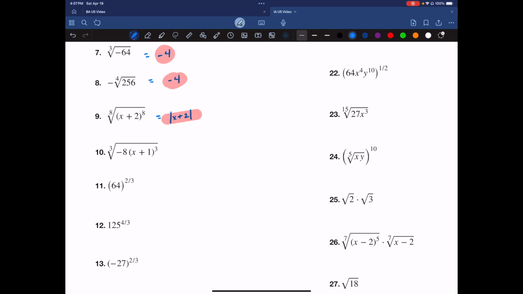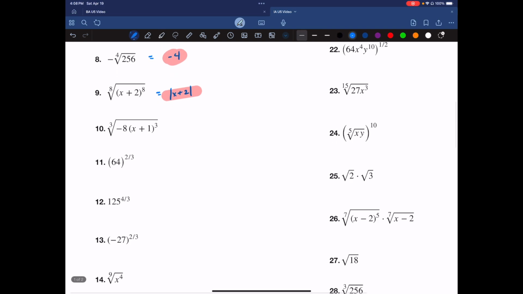Okay, on 10, I'm dealing with an odd root. So with this one, I don't have to worry about absolute values or anything like that. The cube root of negative 8 is negative 2, and then the cube root of x plus 1 cubed is x plus 1. So it's just going to be negative 2 times x plus 1. Now, you could distribute that if you wanted to. It's not necessary.